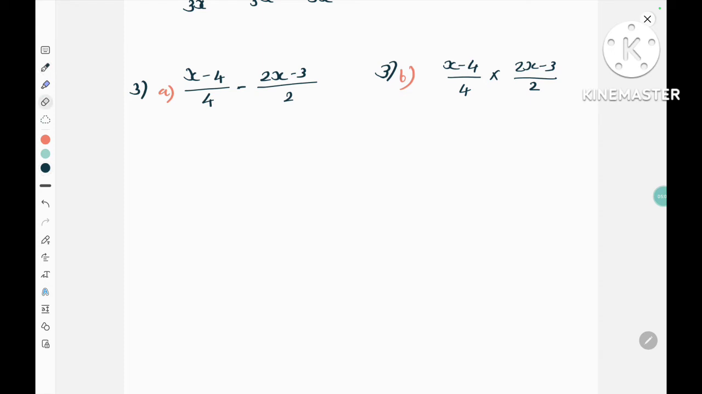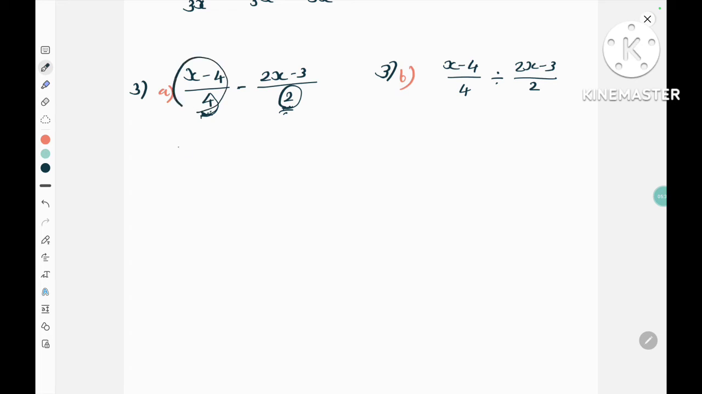Okay, let's do a little change here. Instead of multiplication, we are going to try division. First, we do not have the same denominator, so we try to make the same denominator. If you know 4 and 2, 2 is a factor of 4, right? So we can make the 2 into 4.